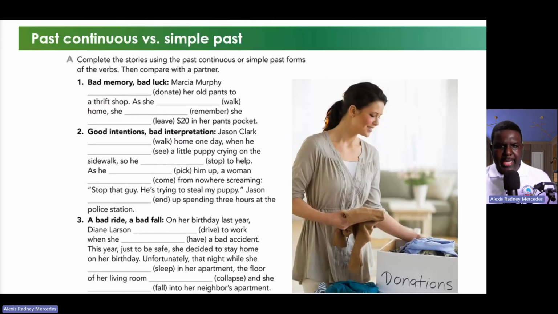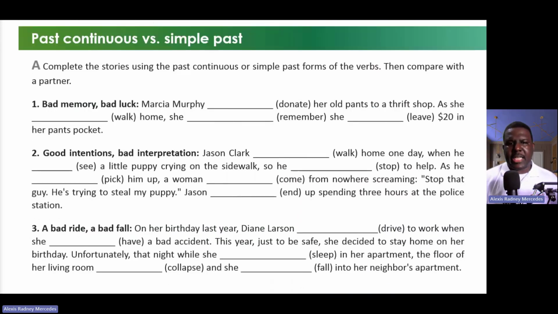Okay? Well, now guys, let's see some examples to put into practice, to see if you can see the difference between simple past and past continuous. Complete the story using the past continuous or simple past form of the verb. Now, number one, bad memory, bad luck. I like this story. Marcia Murphy. You can pause the video and try to complete that, and then come with me to check your understanding of the activity. Okay, you can pause the video. Now, let's complete it.